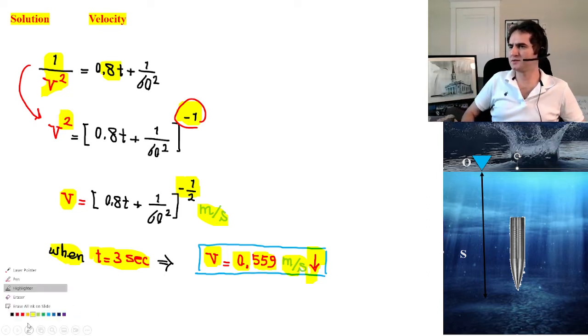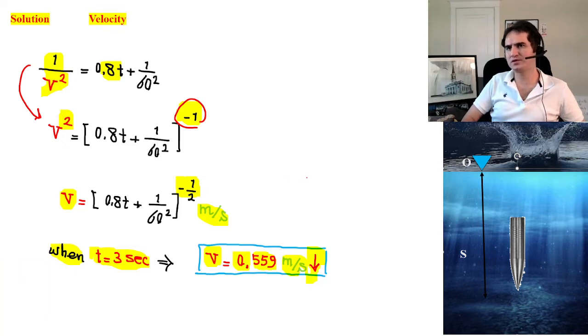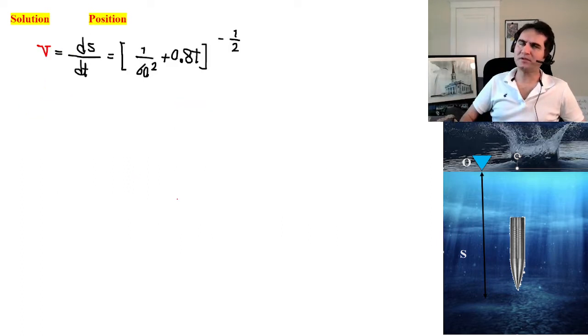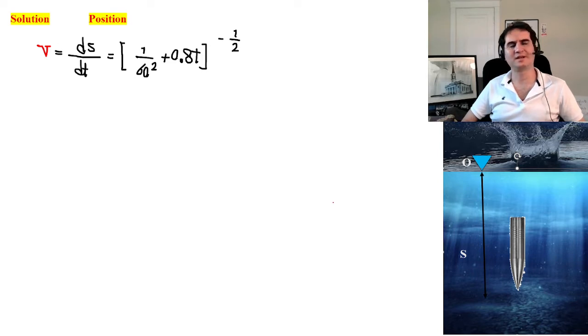I was doubting whether the problem statement was for t equal to 4 seconds or 3 seconds. If that was the case, you can just replace t equal to 4 seconds in this equation. There's no big deal in the process of solving. The advantage of solving problems in a parametric way is that you can replace it with any numeric value.